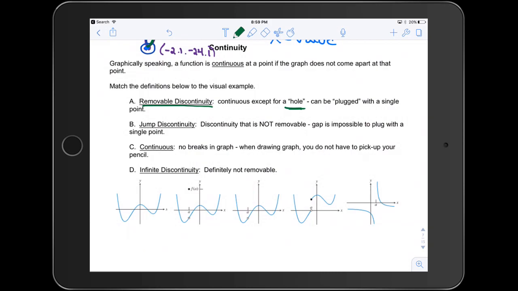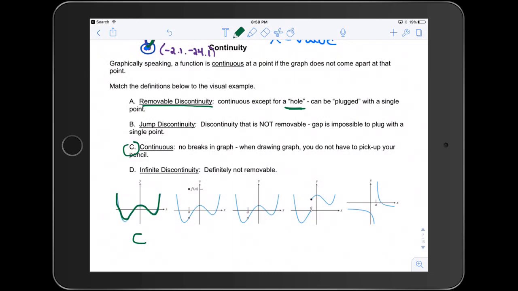Now I'm just going to look at this first graph here, and I'm just going to say right away, looking at it, it's like doing this really pretty thing, never having to pick up a pencil. I'm going to right away say, hey, you know what, that's C, that's continuous. That's this one right here, and we've already talked about that.